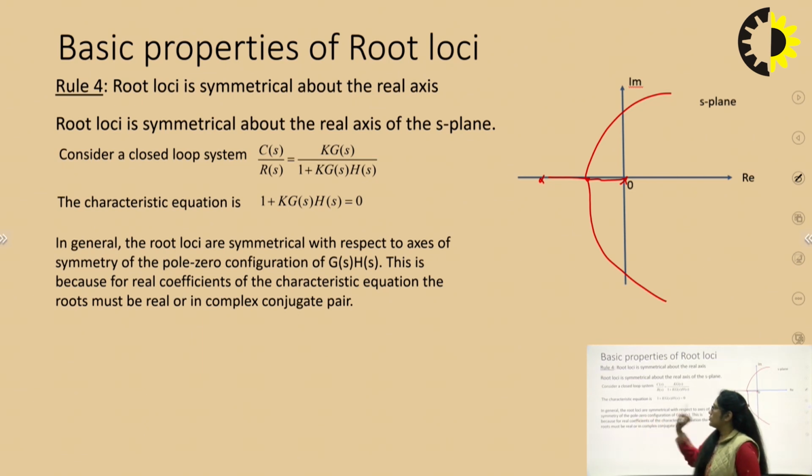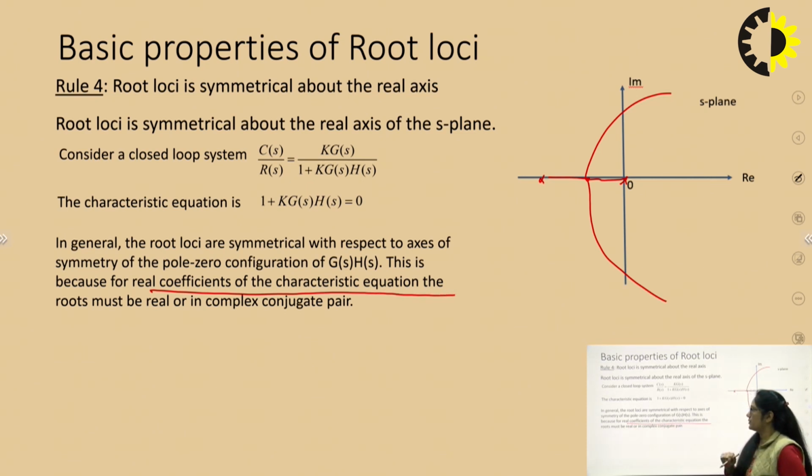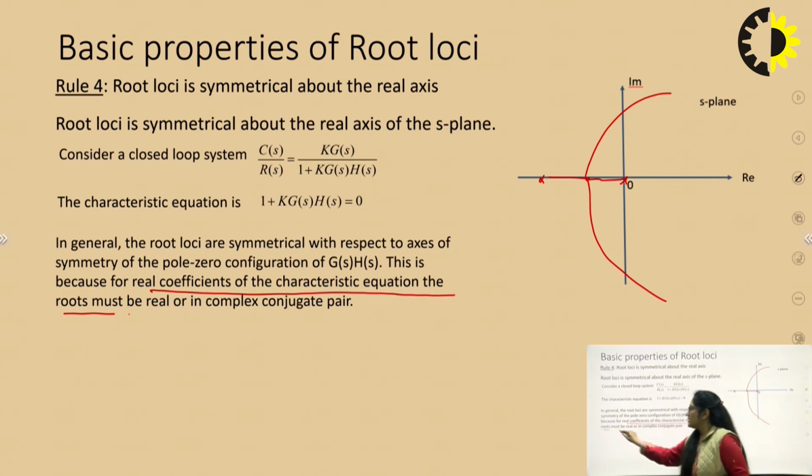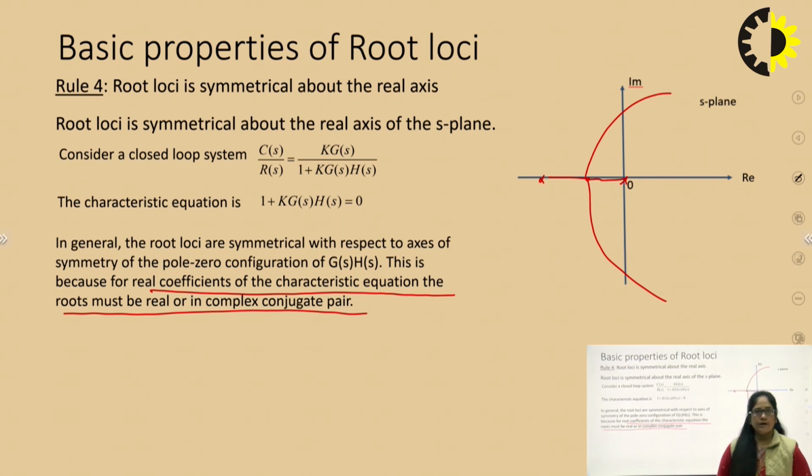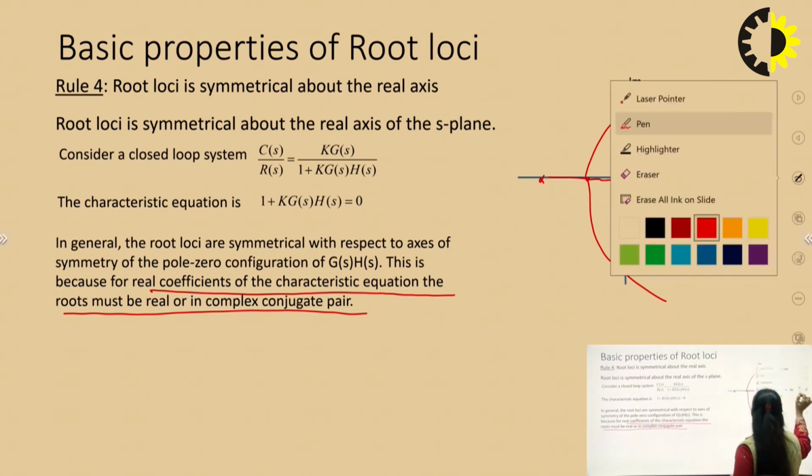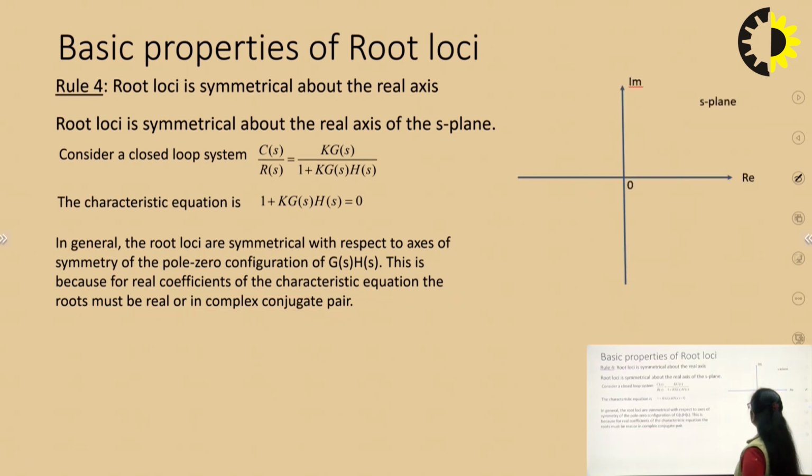In general, root loci is symmetrical with respect to the axis of symmetry of the pole-zero configuration. This is because of the real coefficients of the characteristic equation. The roots must be either real or in complex conjugate pairs. If they are complex poles, then definitely they will be in complex conjugate pairs.